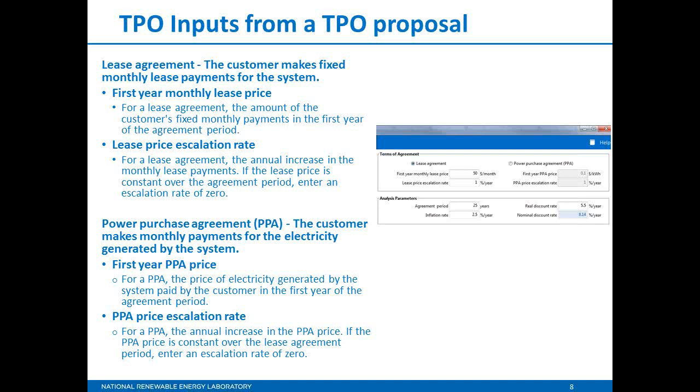The other option is to enter a PPA price, or power purchase agreement price. And again, it's the same sort of construct where you have a first-year PPA price. Again, that's dollars per kilowatt hour typically, as opposed to dollars per month for a lease payment. And then secondly, a price escalation rate for subsequent years.